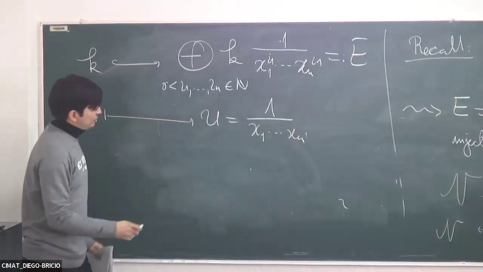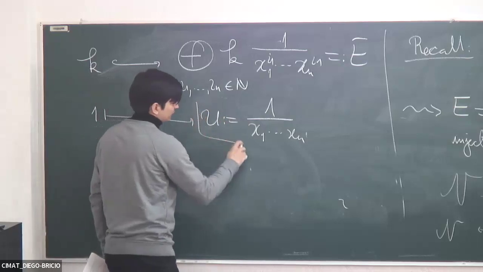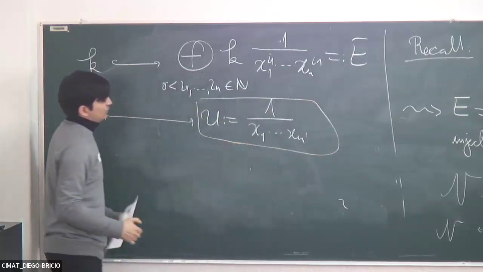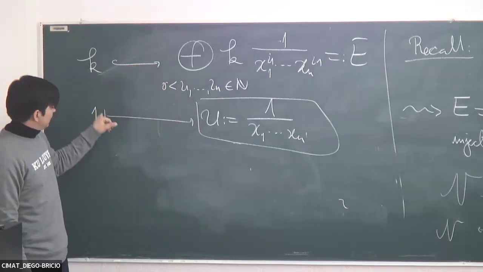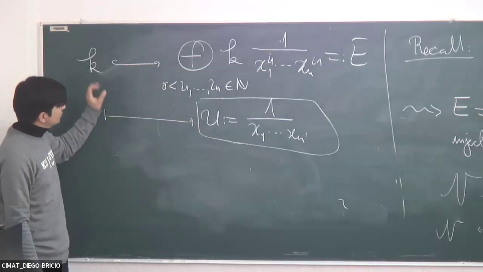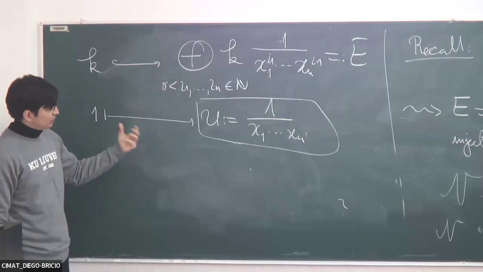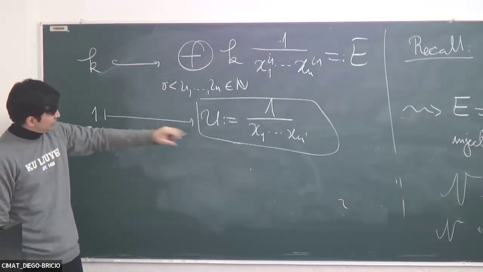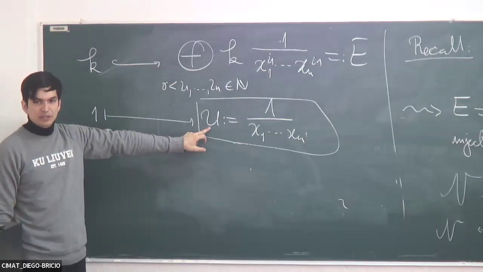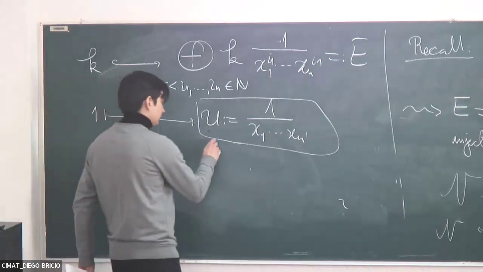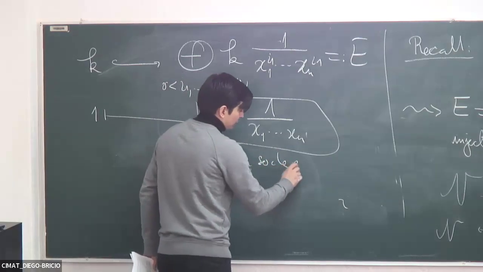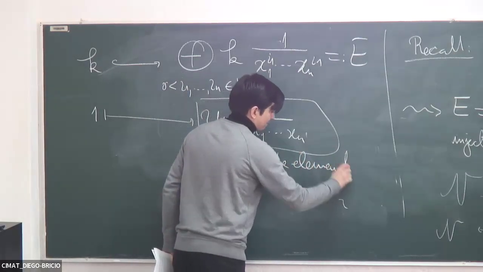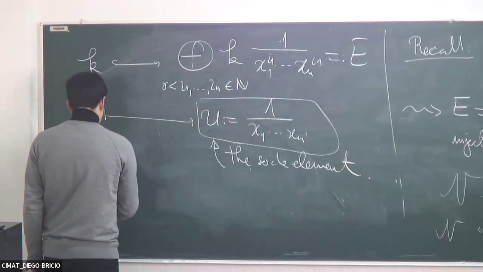And so I would like to emphasize the importance of this. This first direct summand here is very important. It's K inside E. And this U here is a very special element. It's called the Socle element. Why is it called like that?